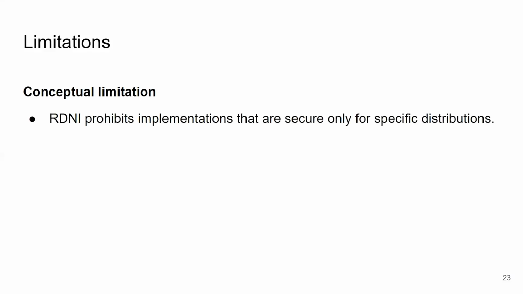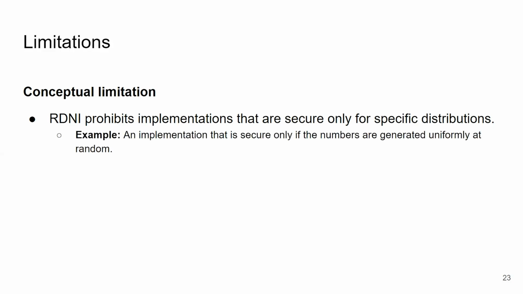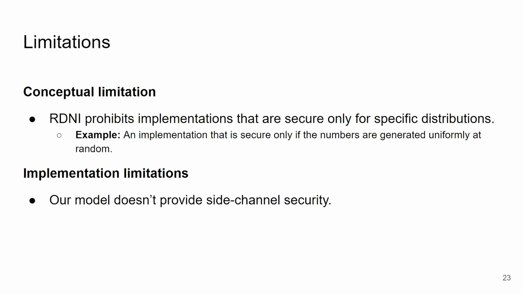Our work has 3 limitations. First one is a conceptual limitation. RDNI prohibits implementations that are secure only for specific distributions. For example, an implementation that is secure only if the numbers are generated uniformly at random and insecure otherwise does not satisfy RDNI. We also have 2 limitations of our implementation. Firstly, our model does not provide side-channel security because it doesn't model side channels. And finally, Confess uses termination-insensitive RDNI specifications.